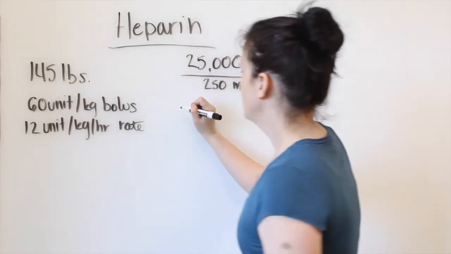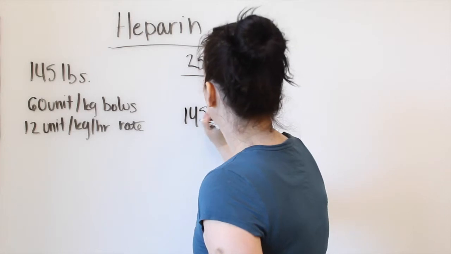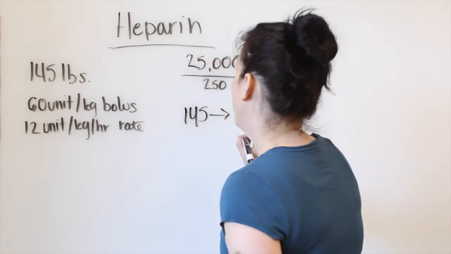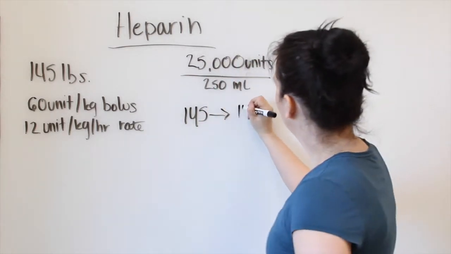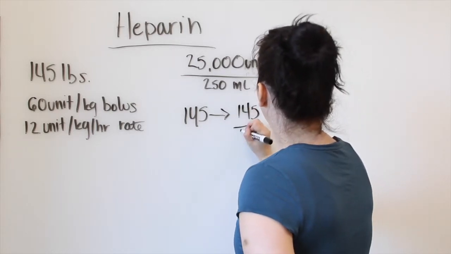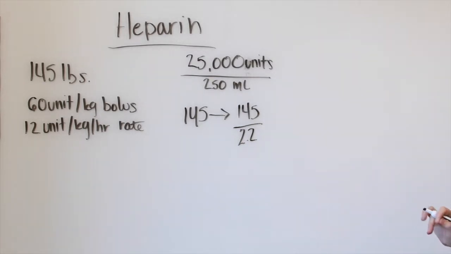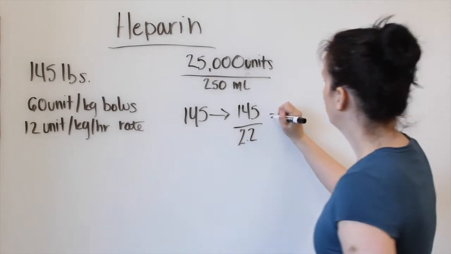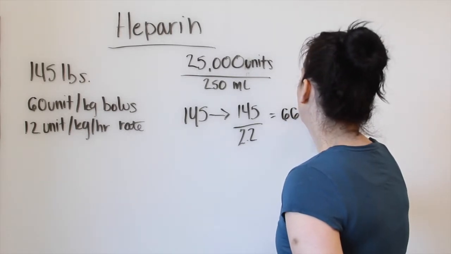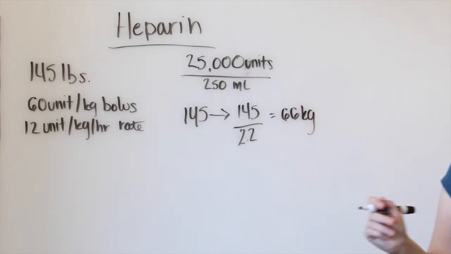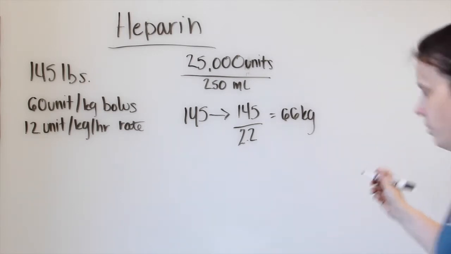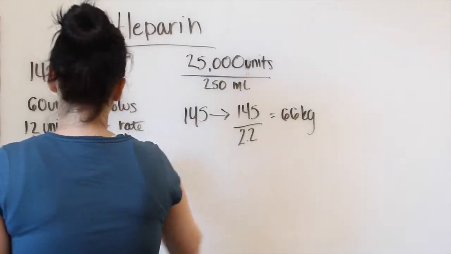So let's start. This is a weight-based calculation, so we need to change 145 pounds to kilograms. We do 145 divided by 2.2, and our patient weighs, rounding up, 65.9 kilograms, but we're just going to round up to 66 because it's going to make things a lot easier. So now we can immediately plug this in.